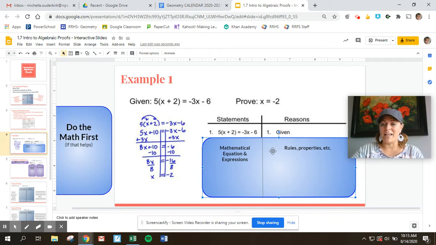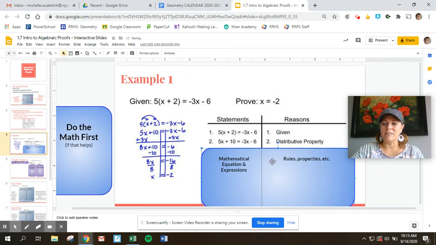It is given. And as I slide this down, the next step, notice it doesn't show my work, or like the little arrows that say, hey, I distributed. It just gives the results. So in a proof, in an algebraic proof, in a geometric proof, you don't actually show all the work. Like you don't show subtracting on both sides. You just give the next step as if you did. So here's my next step, 5x and 10.